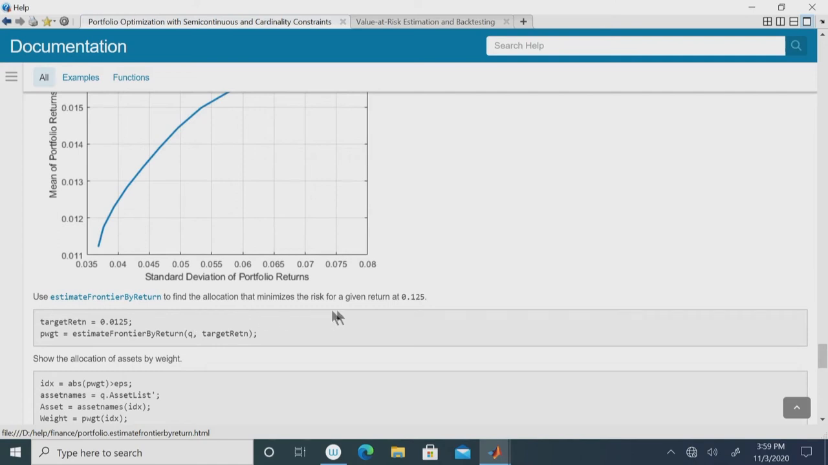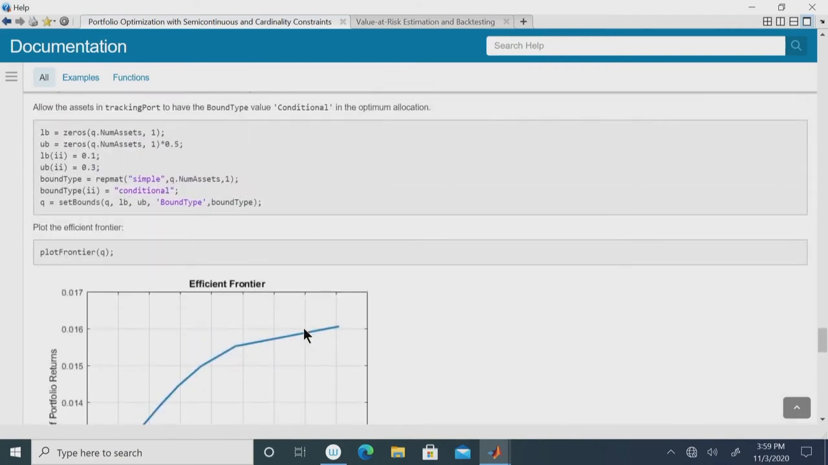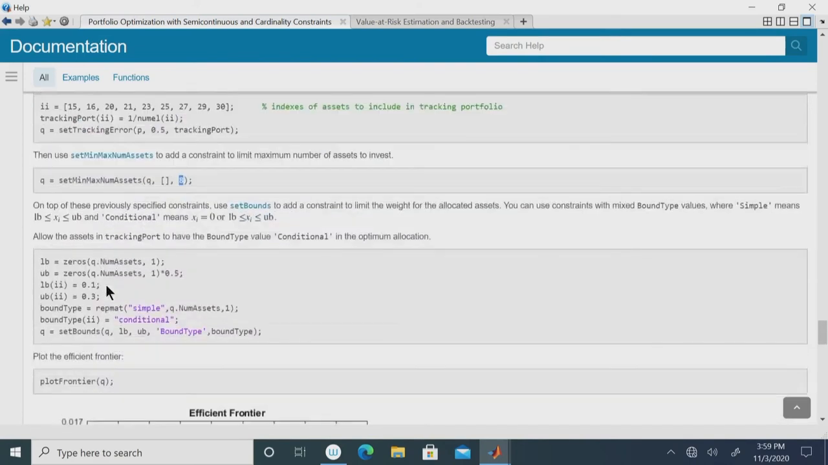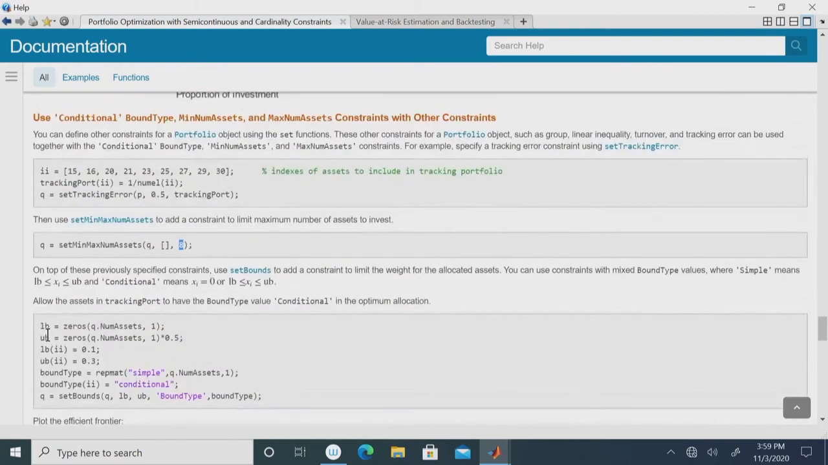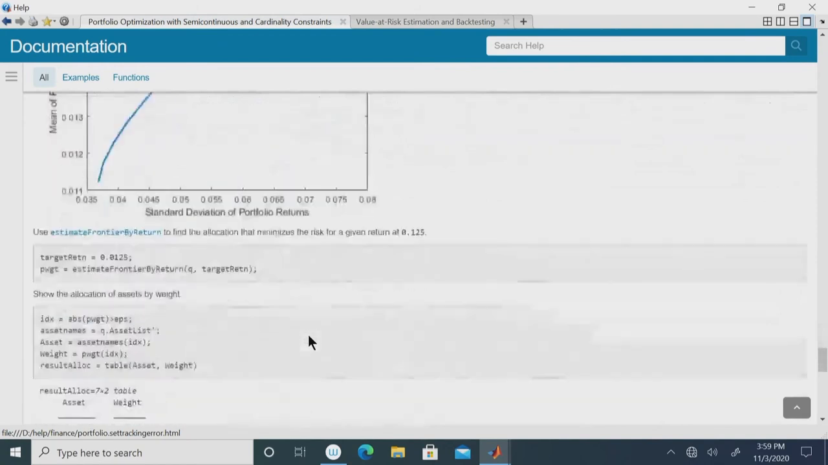Now you can set the target return to 12.5%. So you can set the efficient frontier by return on Q. You might wonder why you are setting the target return at 12.5% again when you have already seen a case of this target return. Here I just want to point out that I am putting a target return on Q resulting from this scenario where you are considering a tracking portfolio.